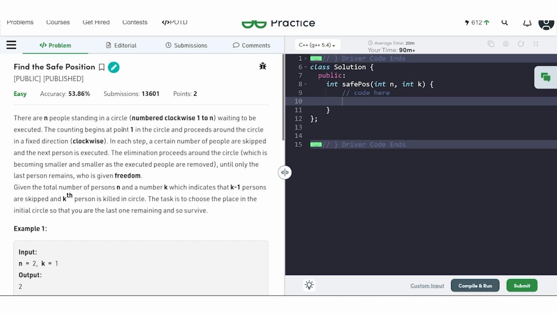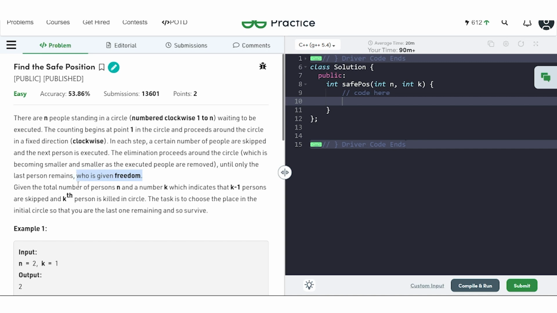And the counting begins from point 1. So the counting starts from 1 and proceeds around the circle in the clockwise direction. In each step, a certain number of people are skipped and the next person is executed, that is killed. The elimination process around the circle proceeds until only one person is left, and the last person is given freedom. So the last person that is left is not killed.